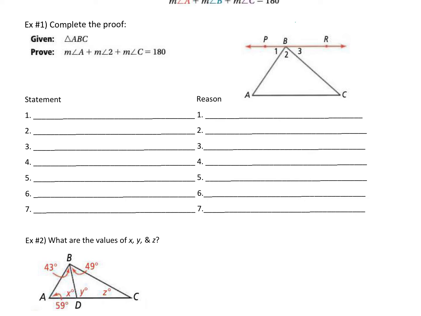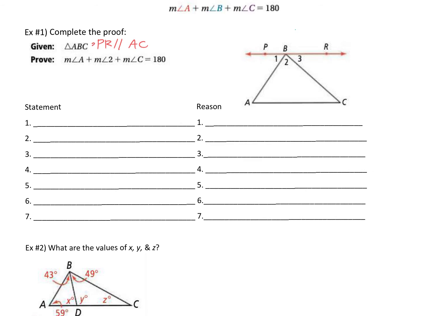So the first thing, it says, given that, oh, I need to give you one more thing. Write this up in the given. PR is parallel to AC. I'm shortening the proof a little bit for you, because it's already a really long proof. So I'm going to give you more information than the book would have given you. So given that triangle ABC is your triangle and PR is parallel to AC, okay? So the first thing you can do is just take that, drop it here. What is our reason? Given. First step of every proof is the given.